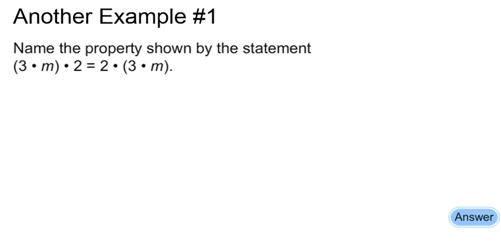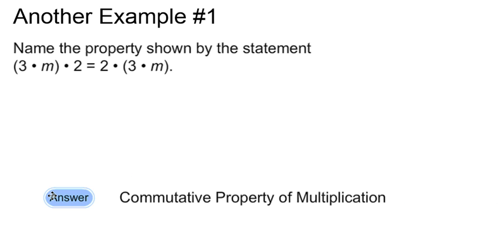Here's another example. Name the property shown by this statement. So here we have the quantity 3 times m times 2, and then on the right side 2 times the quantity 3 times m. So the only difference between our left side and our right side is that the order of the numbers that were multiplied was changed. So the answer is the commutative property of multiplication.